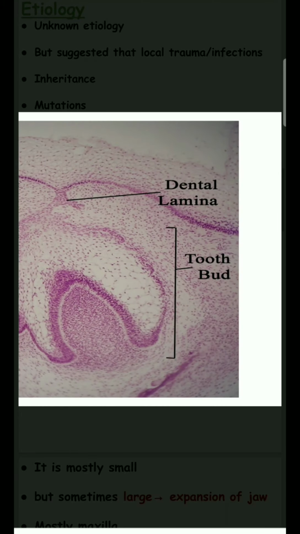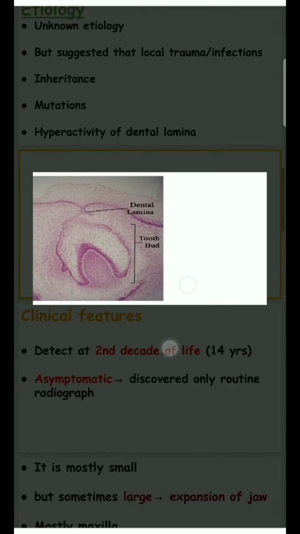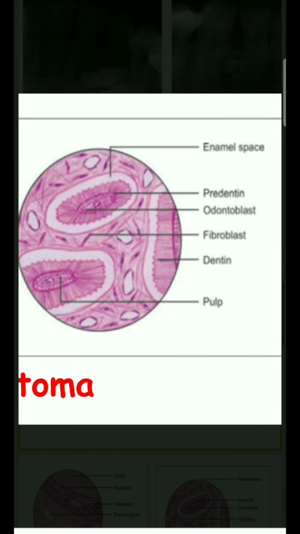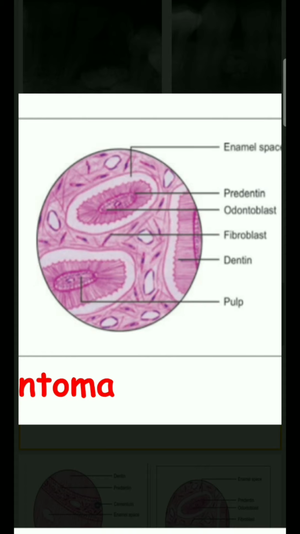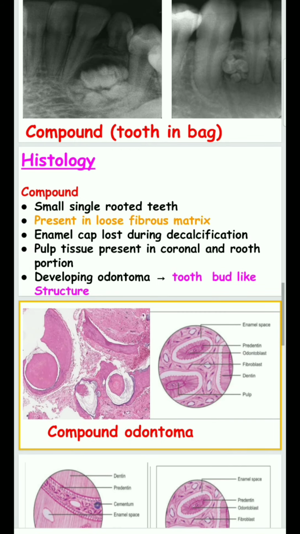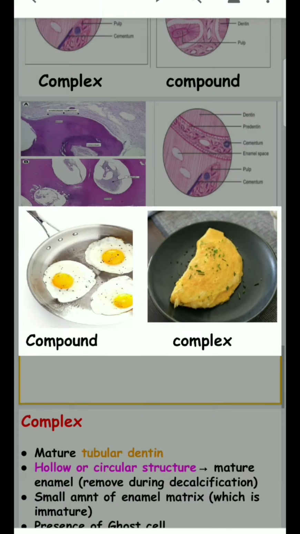A tooth bud shows the presence of stellate reticulum, and ameloblast cells are present in the developing odontoma. In histology, there is an enamel space. The enamel space is due to decalcification during slide preparation, so the enamel matrix is decalcified, resulting in the formation of an enamel space. Here is the predentin, here the odontoblasts. The fibroblast is the pan in the omelette story. This is a fibroblast.